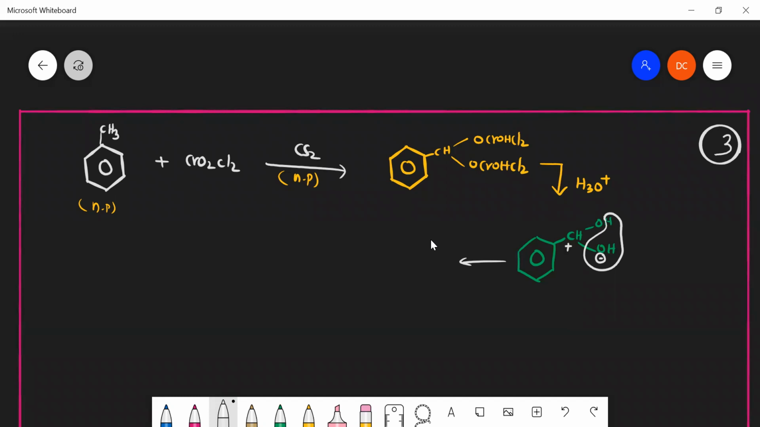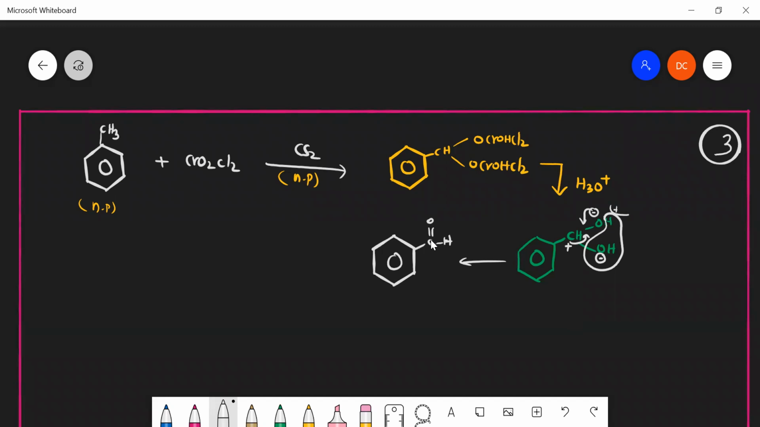So it gives a positive charge. Here H plus will be removed, so O minus will be there. This minus and positive will form a double bond here. So then I can get my product like this: C double bond OH, an aldehyde, benzaldehyde as my product.